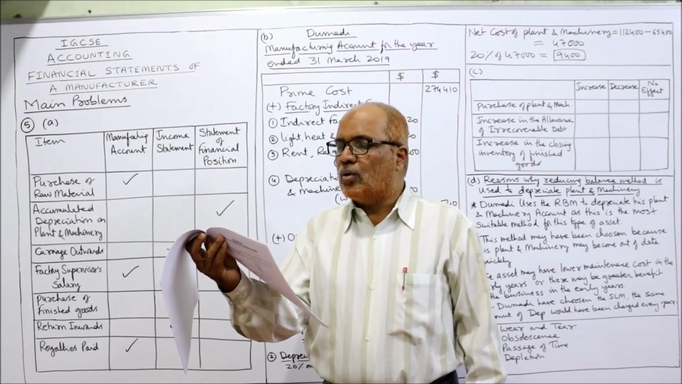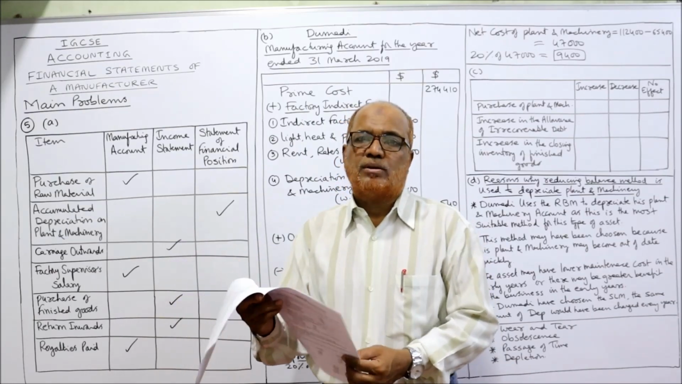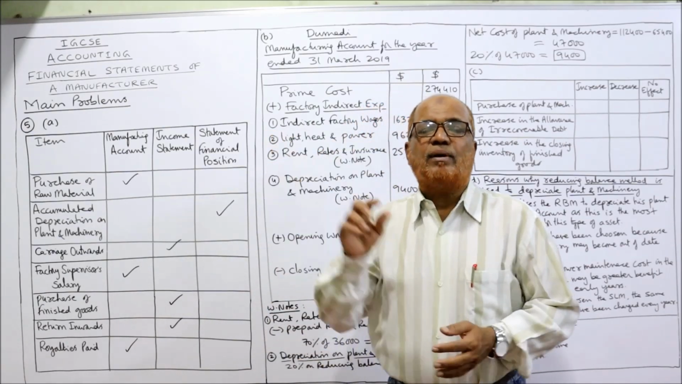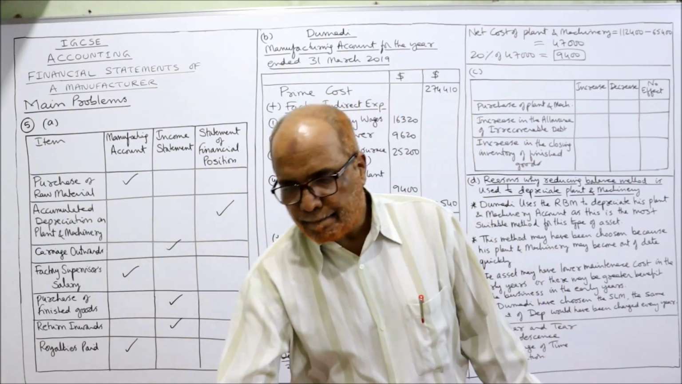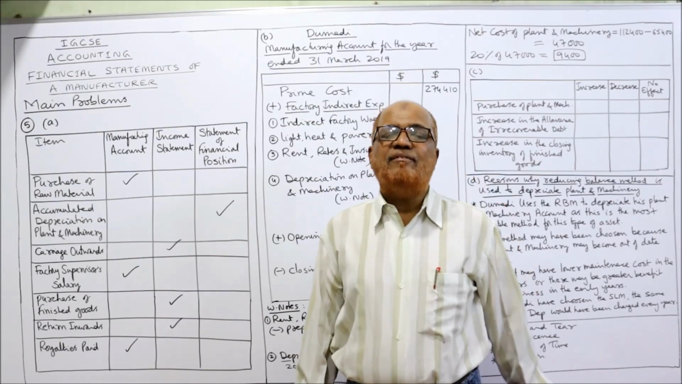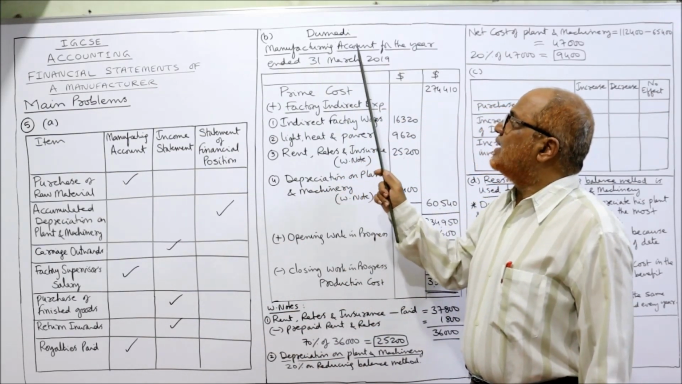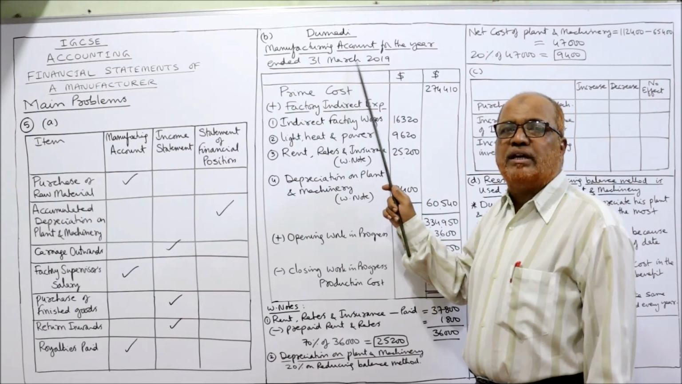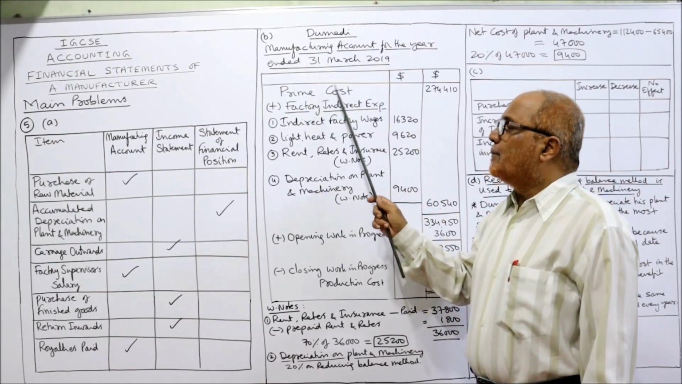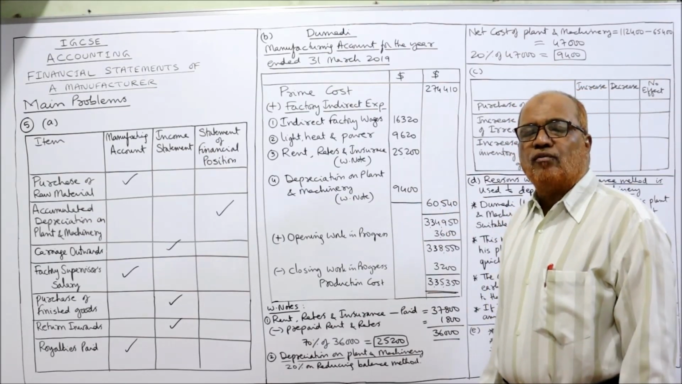Prepare the manufacturing account for the year ended 31st March 2019 starting from the prime cost. That means we have to prepare a manufacturing account, but we have to start from prime cost. Prime cost is given in the problem. One thing you remember, we are concerned only with preparing manufacturing account, not income statement. So here you can see Dumadi, manufacturing account for the year ended 31st March 2019. You draw 2 columns, amount, dollars. Prime cost is given in the problem, 274,410.